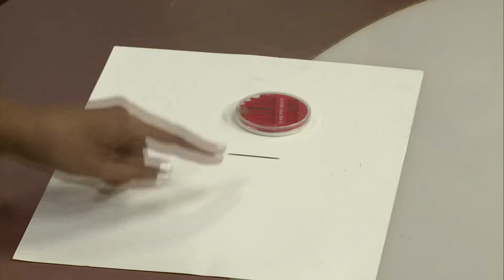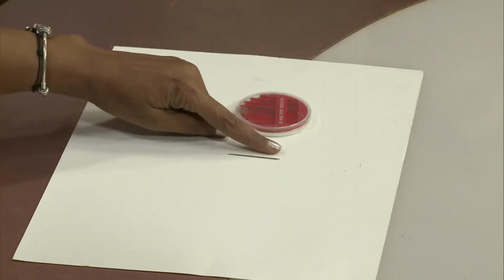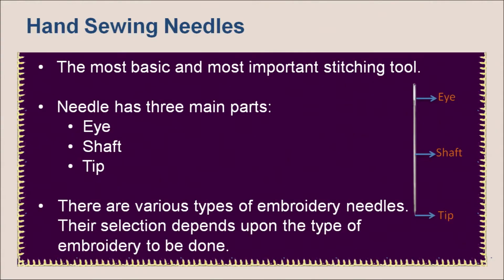The most basic tool that is required for embroidery is the needle. As you can see, a needle has three main parts: eye, shaft, and tip. There are various types of embroidery needles available in the market. Their selection depends upon the type of embroidery to be done. As I had just mentioned, there are a variety of needles available in the market, and these are some of the different types that you may find.